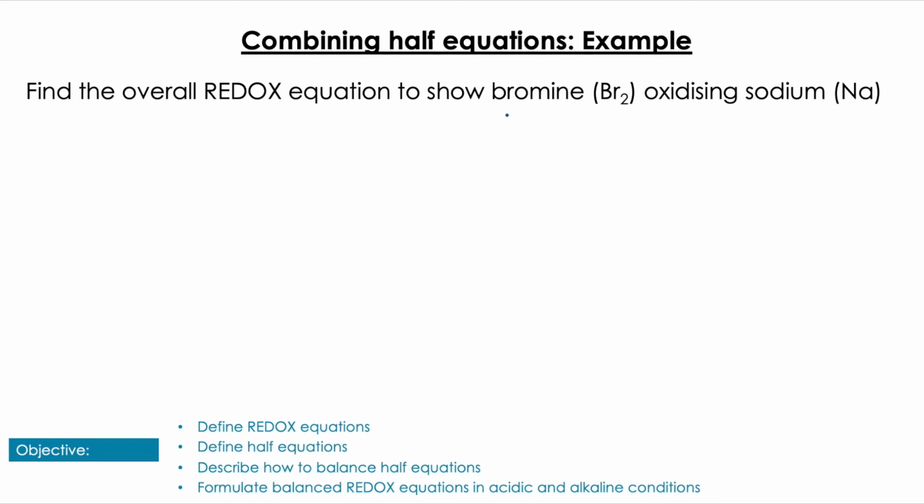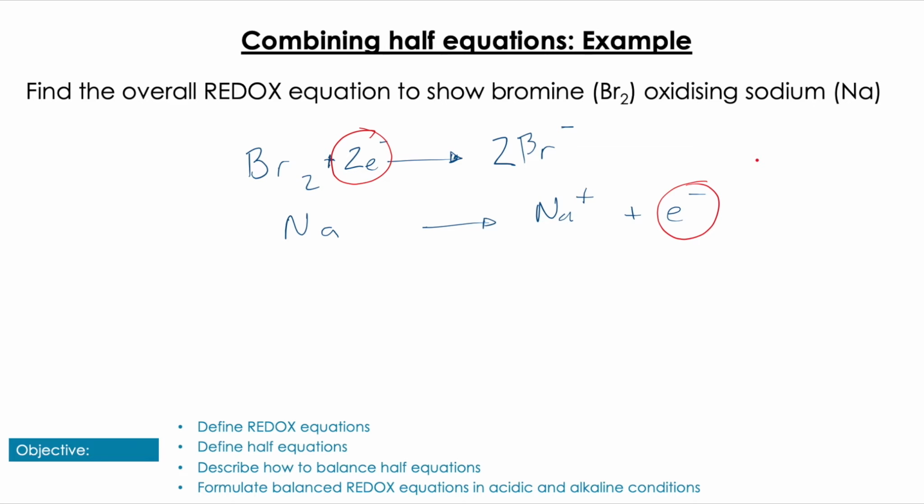So combining here, it wants us to look at how bromine will oxidize sodium. So I'm going to draw half equations for both of these. So we've got Br2 is going to go to Br−. I'm going to need to go through my steps. I'm not going to go through each of the steps here. If you're still struggling with half equations, go back and have a look. So we get our 2 balanced half equations, and this is the important part. What do I notice here? The top equation has 2 electrons and the bottom has 1 electron.